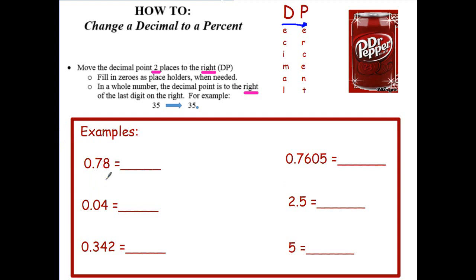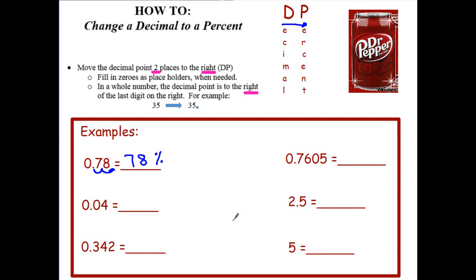We have 78 hundredths. We want to change this into a percent. So we find our decimal point. It's right here. We're going to move it 2 places, 1, 2, to the right. Our new decimal point goes there. So the percent would be 78. Since there are no other digits, we don't need to put the decimal point, but you do need to put the percent symbol. If you do not put the percent symbol, then you just wrote the whole number 78. You did not write 78%.